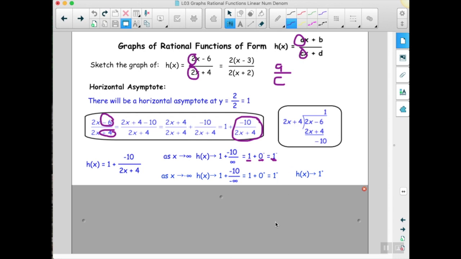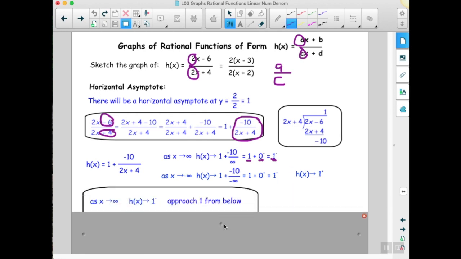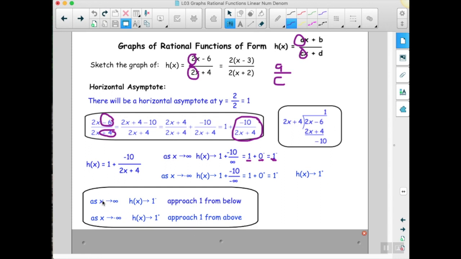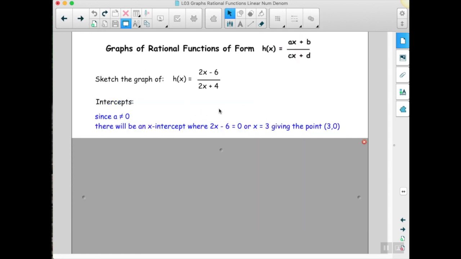So what's happening with regard to our summary then? As x goes to infinity, h at x is going to 1 negatively, and that's from up here. And as x goes to negative infinity, h at x is going to 1 positively, and that was that analysis there. All right, so we've done our vertical asymptote analysis, our horizontal asymptote analysis, and now we're going to look for intercepts.